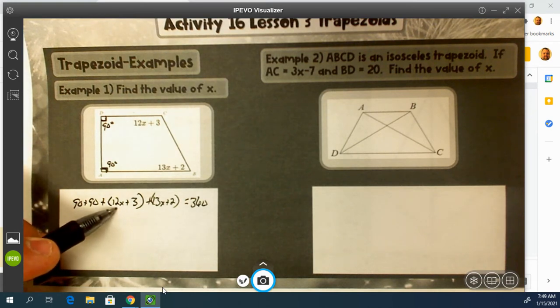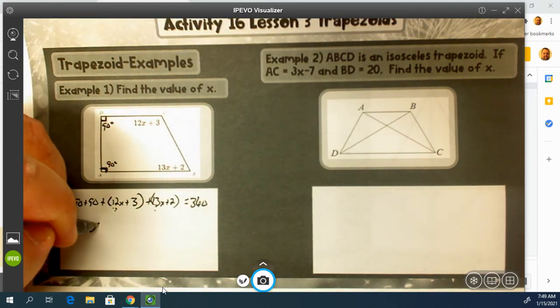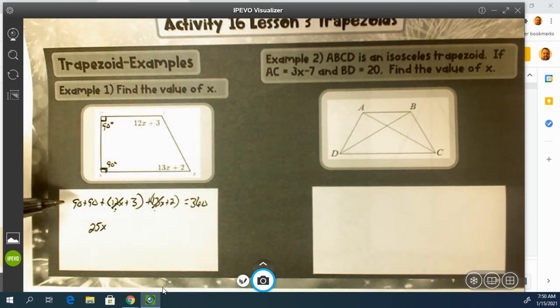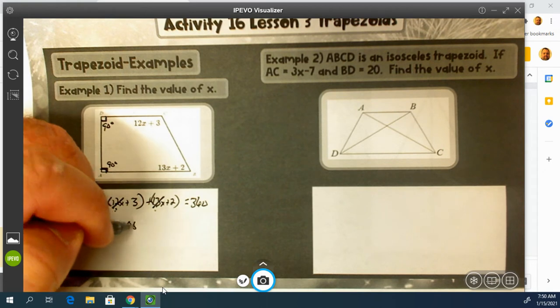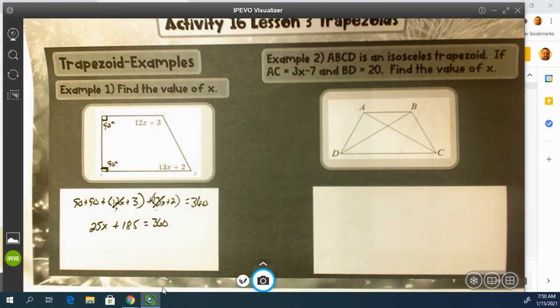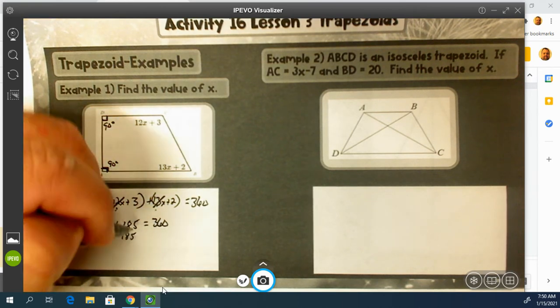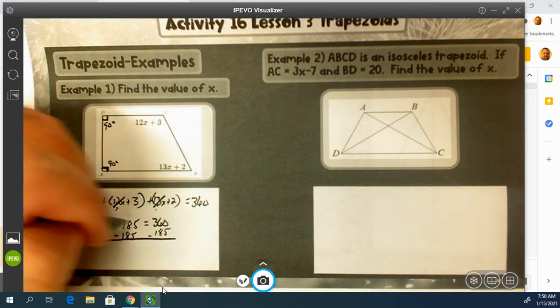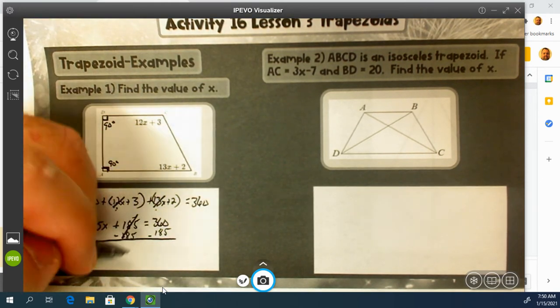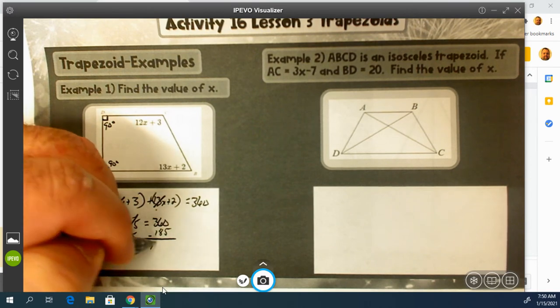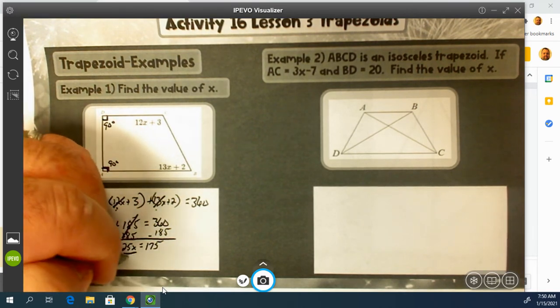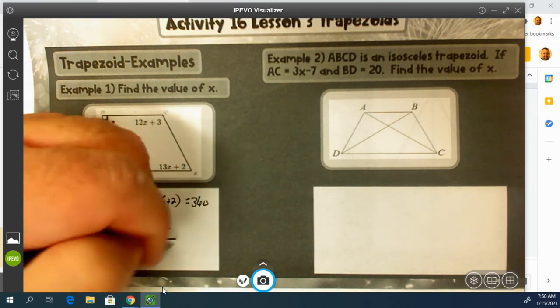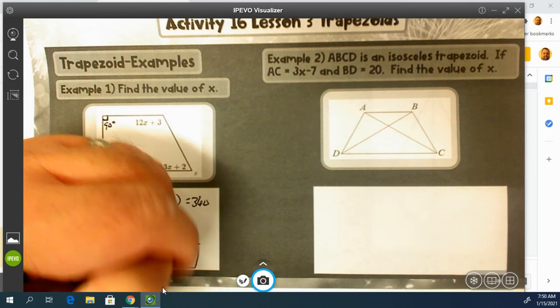So I'm going to combine like terms. 12x plus 13x is 25x. Then the numbers 90 plus 3 plus 2 is 185. So now it's just a two-step equation. I'm going to subtract 185 from both sides. So 25x equals 175. And then divide both sides by 25. X equals 7.